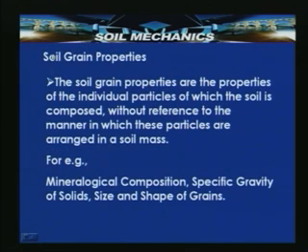Now, let us look into the type of the properties which come under soil grain properties. The soil grain properties are the properties of the individual particles of which the soil is composed without reference to the manner in which these particles are arranged in a soil mass. For example, mineralogical composition, specific gravity of the solids, size and shape of the grains form examples of soil grain properties.